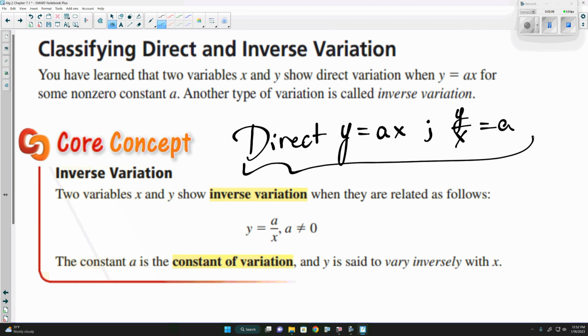Now, the other one we have is inverse variation. Inverse just means one is going to increase and the other is going to decrease. Where one decreases, the other increases. They're going in opposite directions, and the amount that they go in opposite directions will be a fixed amount. It'll be a constant rate. And we can denote it as y is equal to a over x, or x is equal to a over y. Or if we wanted to put it on the same side, we could say y times x is equal to a, because we're just multiplying both sides by x.